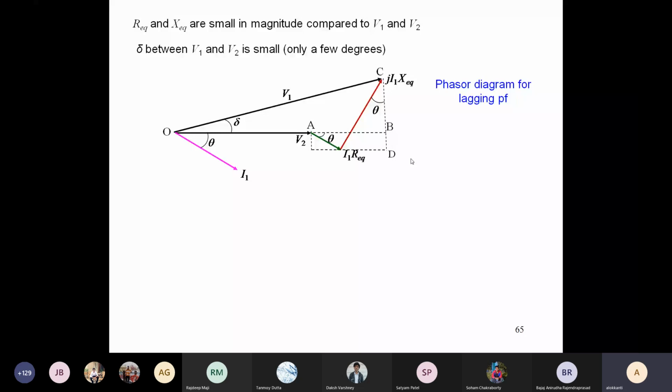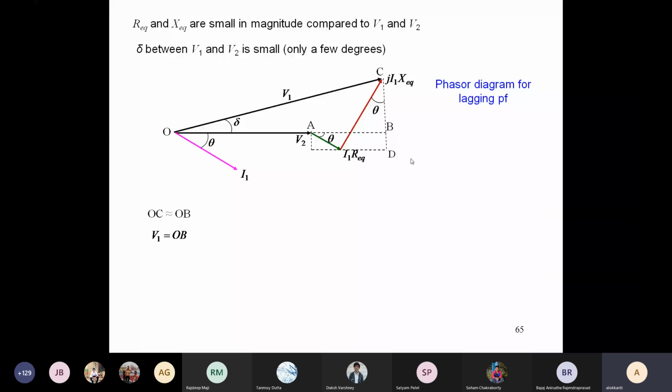Okay, why is OC very nearly equal to OB? Because OC is basically V1, which is equal to V2 no load condition. Why? Delta is very small. It is in a few degrees, okay, 3 degrees, 4 degrees, and so on. All of you are experts in trigonometry. So this OC is nearly equal to OB, so V1 then becomes equal to OB.